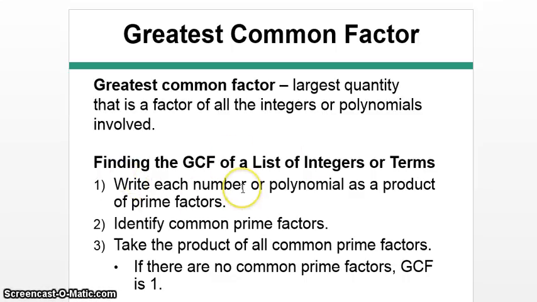Write each number or polynomial as a product of prime factors. Identify common prime factors. Take the product of all common prime factors. If there are no common prime factors, GCF is 1.